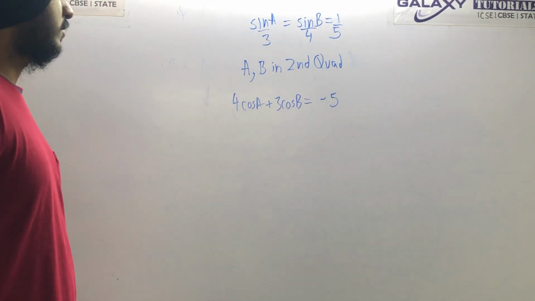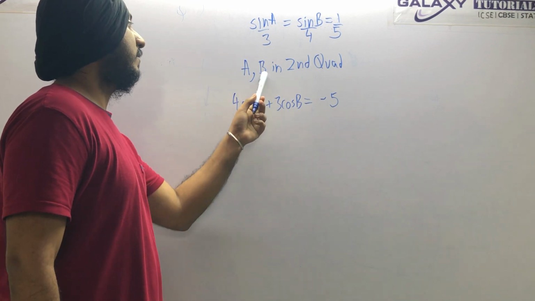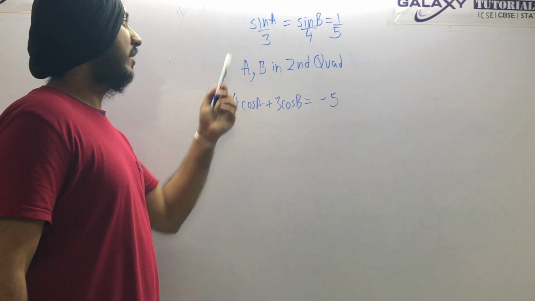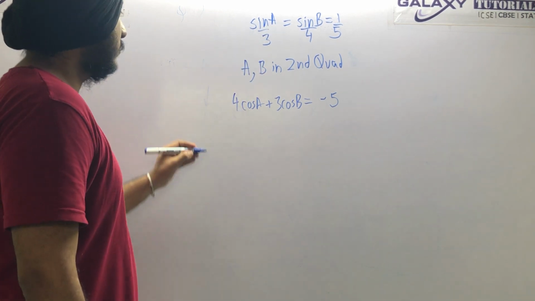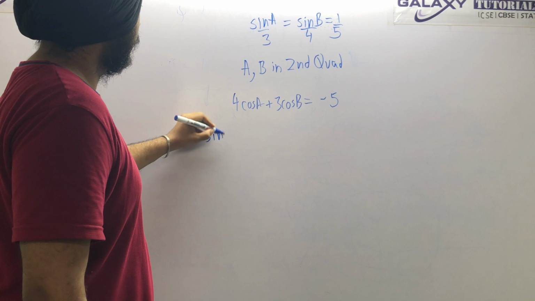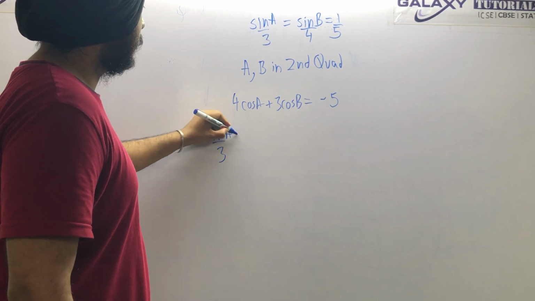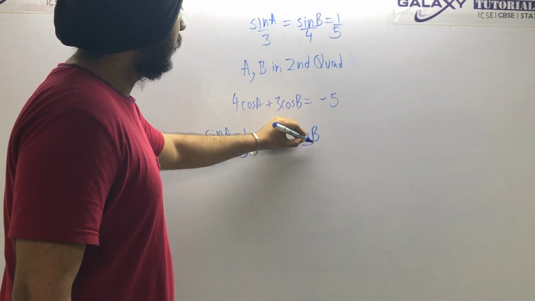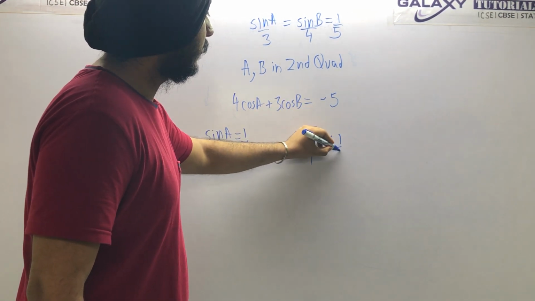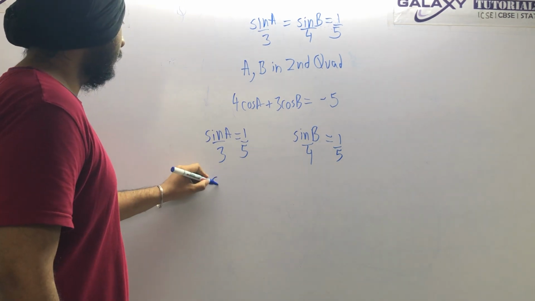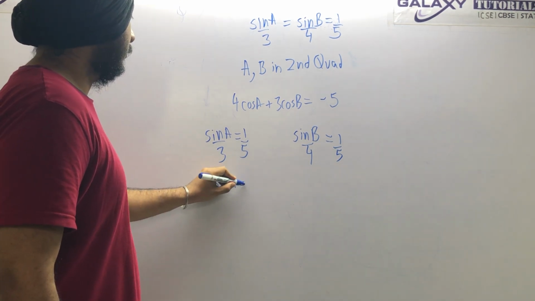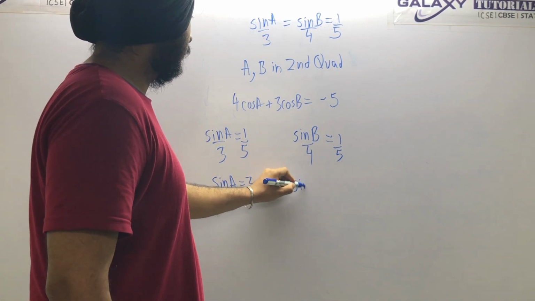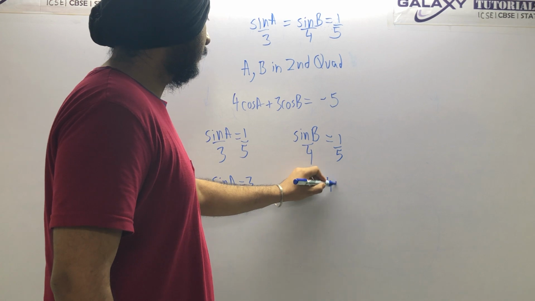So this is the thing that we had to find out. A and B lie in the second quadrant. You have to find out the value of cos A, cos B. They have given us the values of sin A, sin B. How? See, sin A by 3 is equal to 1 by 5 and sin B upon 4 is equal to 1 by 5. So sin A will be 3 by 5 and sin B will be 4 by 5.